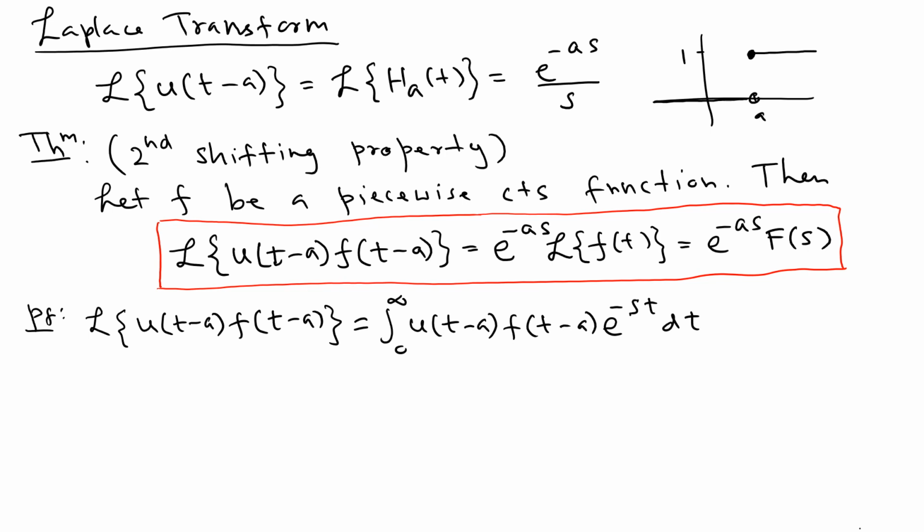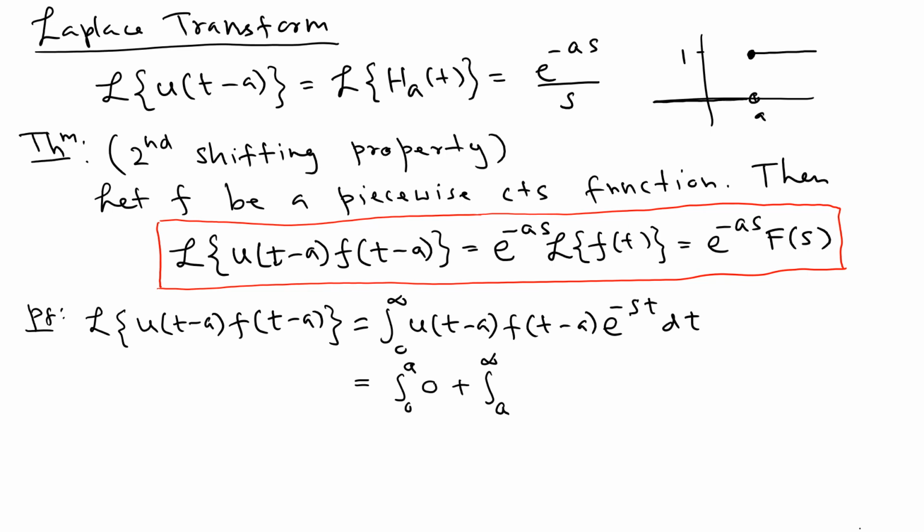Now we think of the definition of u(t minus a). We know that u(t minus a) is 0 if t is less than a. So we're going to split this integral in two parts. The first integral goes from 0 to a, but in that case we know that u(t minus a) is 0, so you simply get the integral of 0 from 0 to a. And then plus the other part, going from a to infinity. That's the second part.